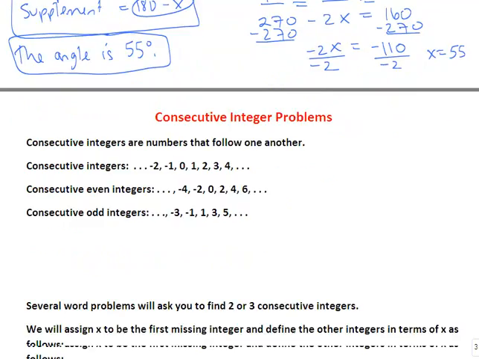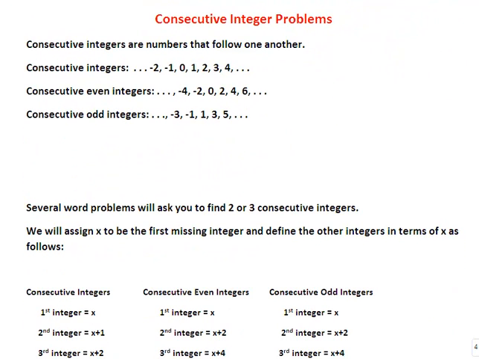Okay, we're going to try one more type of problem in these notes today. This next type of problem is called a consecutive integer problem, and you often will see these in algebra. So first of all, what are consecutive integers? Consecutive integers are numbers that follow one another. Consecutive means one right after the other.